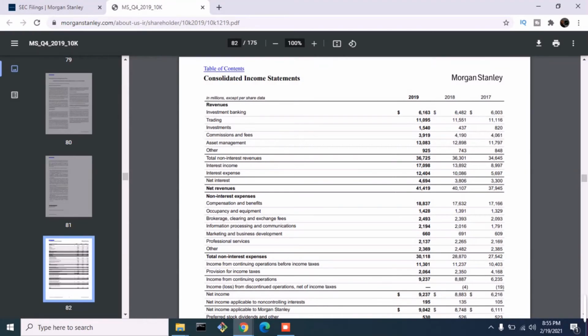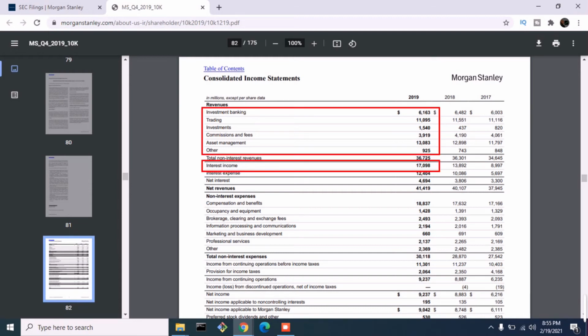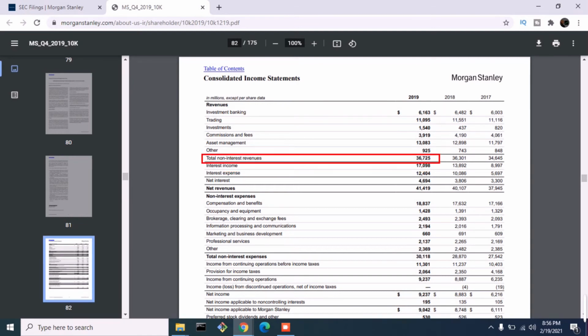And now in looking at Morgan Stanley's income statement, you can see the many ways that Morgan Stanley earns revenue. There are 1, 2, 3, 4, 5, 6, 7 different ways listed here that Morgan Stanley earns its revenue. So in the first section, the total non-interest revenues, you can see that these all amount to $36.7 billion.